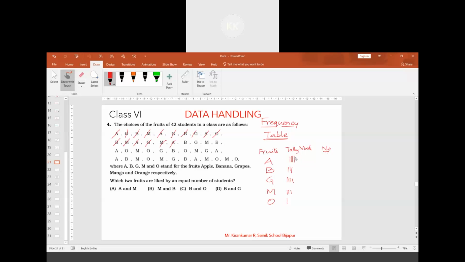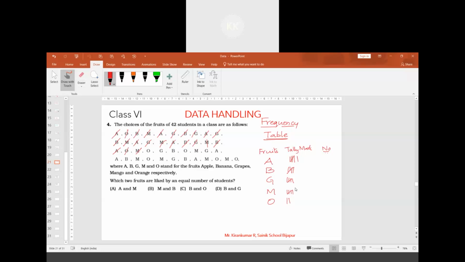How do I represent this now? Four are already over, so cross line. B, cross line. G, cross line. M, cross line. B, cross line. A, one more line.